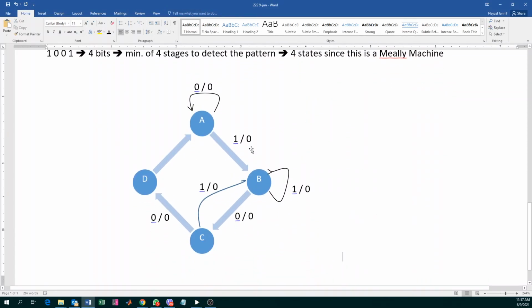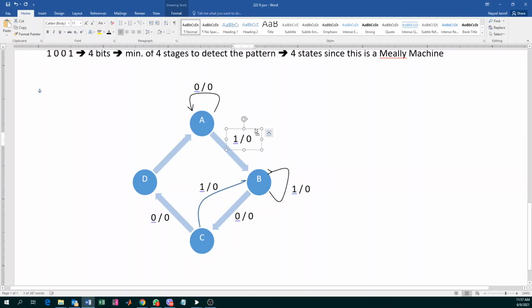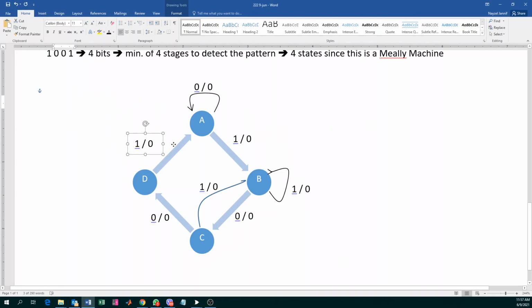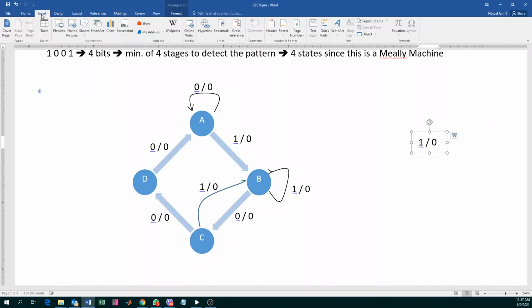So let's now just complete our state diagram. Okay, if you have an input of 0, then nothing happens, right? And if you have an input of 1, let me just insert the arrow over here.